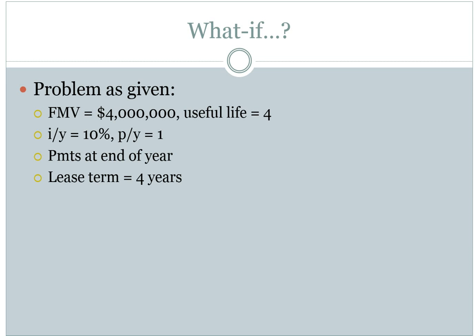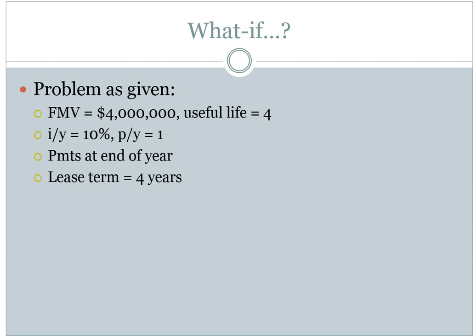Okay, so here's our first problem. We have an asset that has a fair market value of $4 million, a useful life of 4 years, interest rate per year is 10%, payments per year are 1, in other words we're making just simply 1 payment per year, and the payments are to be made at the end of the year, and our lease term is 4 years. So the question here, what's missing is, what is our lease payment? What's the dollar amount of our lease payments?